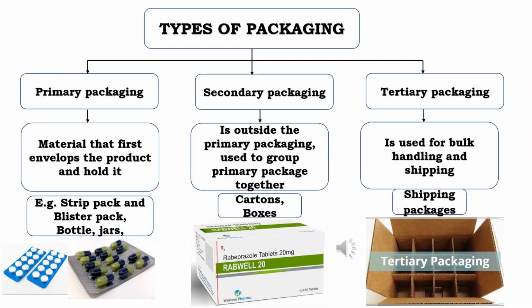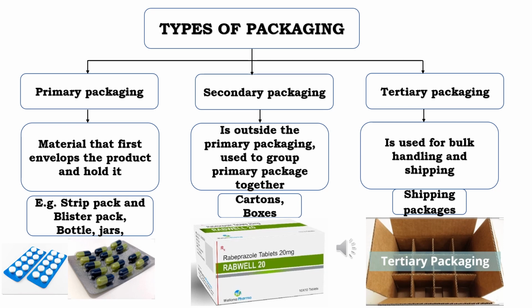Types of packaging. There are three types of packaging: primary packaging, secondary packaging and tertiary packaging. Primary packaging are those packages which are in direct contact with the pharmaceutical formulation. For example, containers and closures, and these primary packages can directly alter the shelf life of the product.